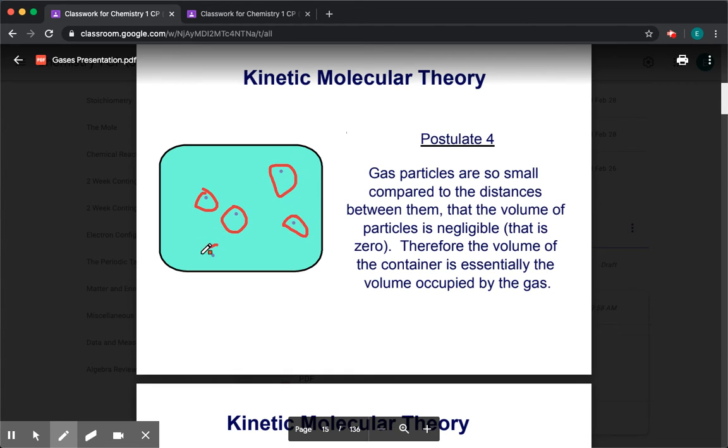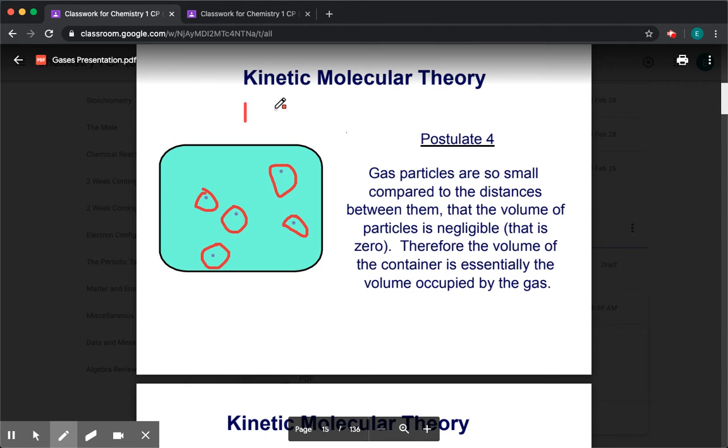Okay, we assume the volume of these little dots, these individual particles, is zero. And if that's the assumption we're making, that means the volume of all gases has to be the volume of the container. This postulate isn't saying that gas doesn't take up space. What it's saying is that if you were to look at an individual particle, you would assume the volume is zero because the number would be so tiny.